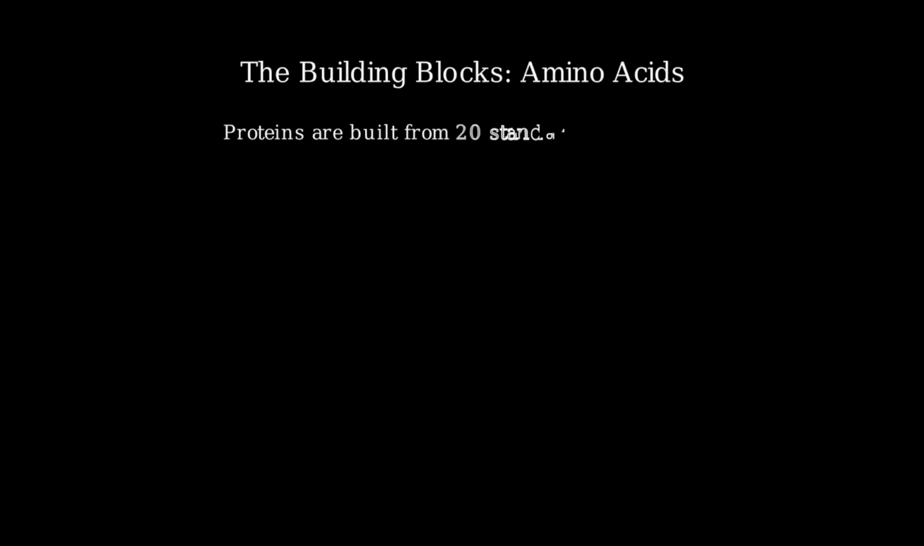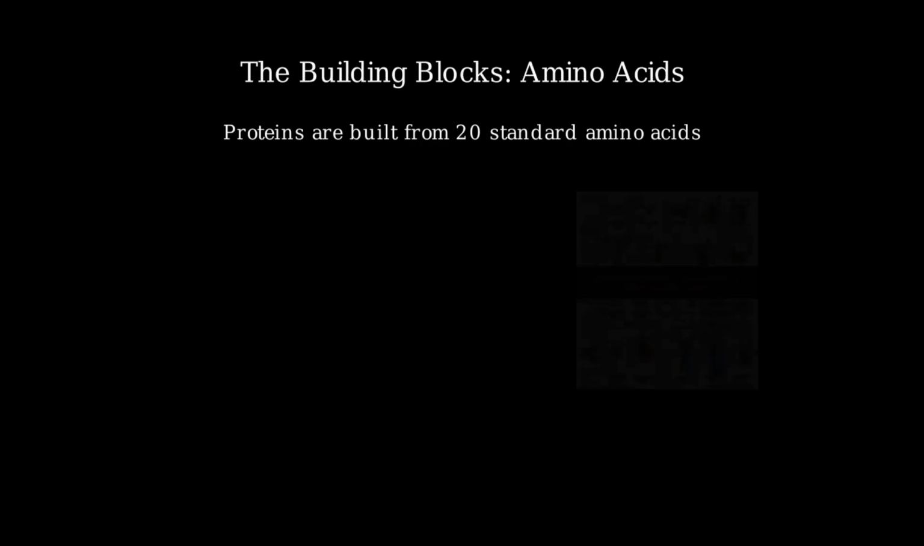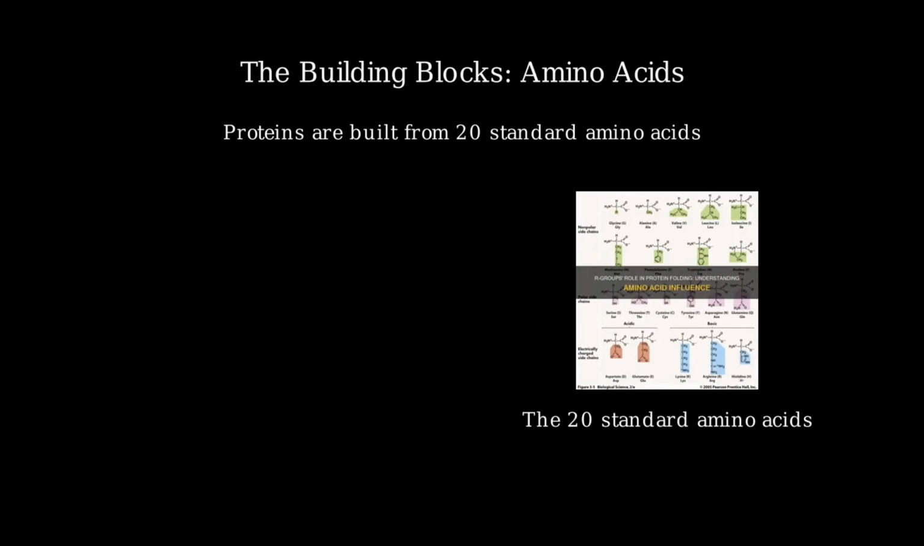Proteins are built from 20 standard amino acids that combine in different sequences. Each amino acid has a common core structure consisting of a central carbon atom bonded to an amino group, a carboxyl group, a hydrogen atom, and a unique side chain called the R group. These 20 amino acids are the building blocks of all proteins.